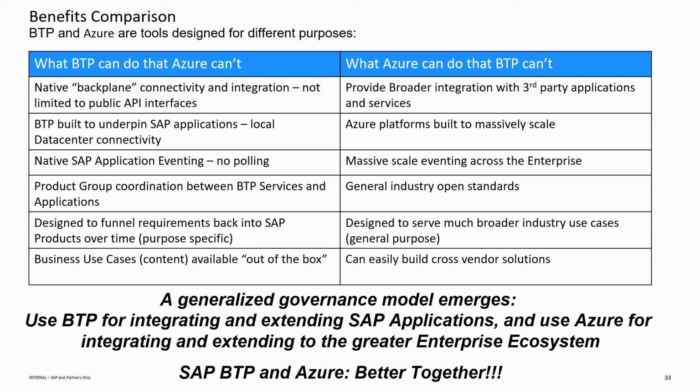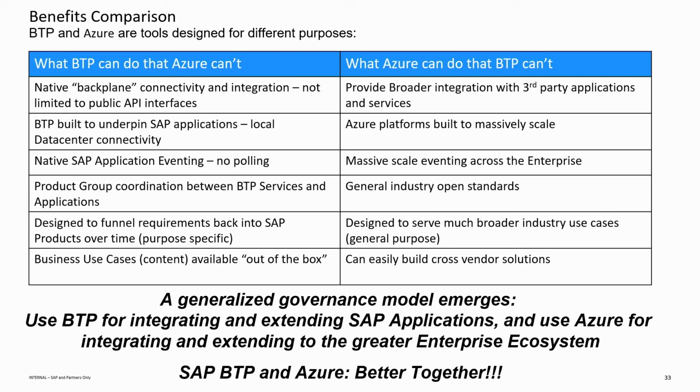Pre-built reports, pre-built integrations, pre-built things that you can just go to SAP, the Accelerator Hub, and download that content and use it means it's an accelerator that gets you going very, very quickly. It's not something that you have to go build and write a lot of code to do. And so what I generally tell our customers is a generalized governance model emerges. Use BTP for integrating and extending SAP applications, and use Azure for integrating and extending to the greater enterprise ecosystem.